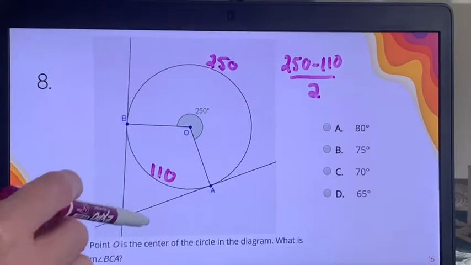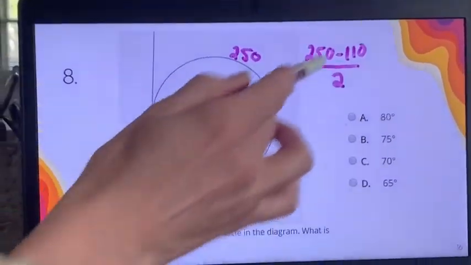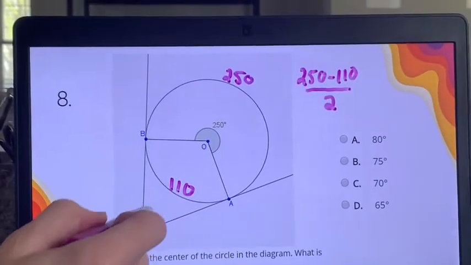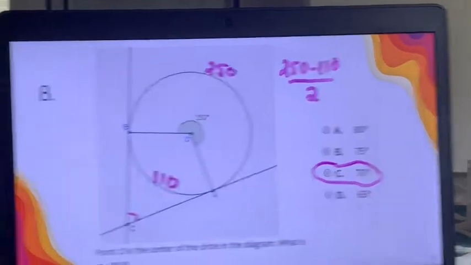Then we use our rule, which says this arc measure, which is 250, minus this arc measure, which is 110, divided by 2 gives us this angle right here, and our answer again is 70.